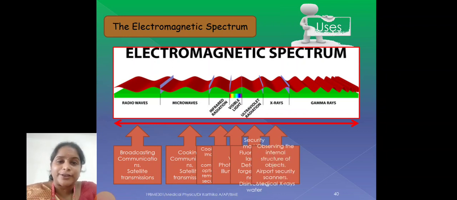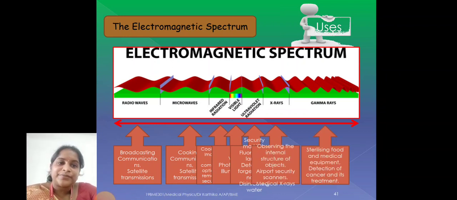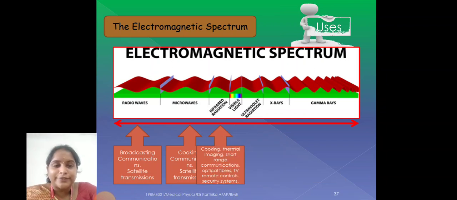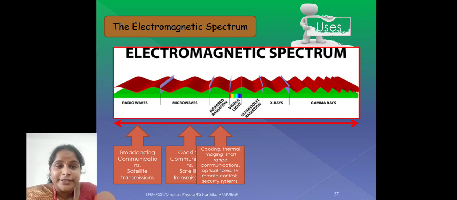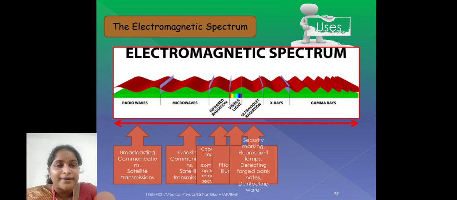What are the applications of the electromagnetic spectrum? See this one. First is radio waves, used for broadcasting, communications and satellite transmissions. Microwaves are used for cooking, communications and satellite transmissions. Infrared radiation is used for cooking, thermal imaging, short-range communications, optical fibers, TV remote controls and security systems. Visible light is used for vision, photography and illumination.